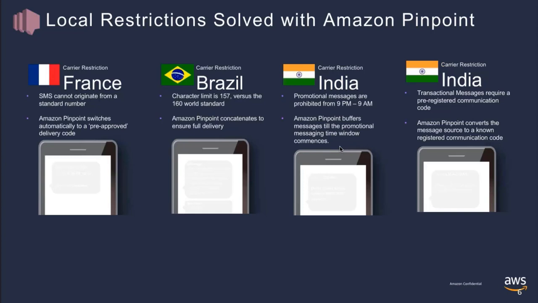Going to the right, we look at Brazil. Brazil has a character limit of 157 versus the worldwide standard of 160. So Amazon Pinpoint will concatenate that message to make sure that it's fully delivered, right? We don't want to drop 3 characters of that workload. Going to the right, we see India restricts promotional messages from 9 p.m. to 9 a.m. Again, Amazon has functionality where we'll buffer those messages so that when the promotional messaging window opens, we can continue to send those for you. So again, these are very small things that are often overlooked, but at the time of execution, at the time of sending those notifications, become extremely important.